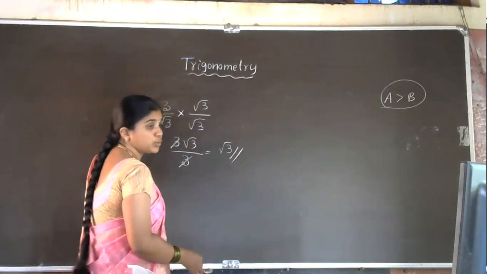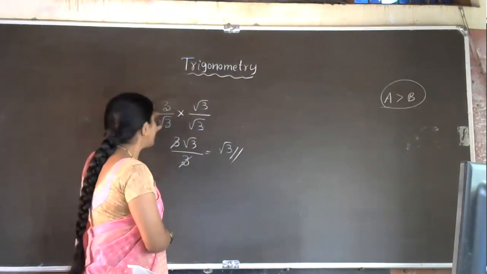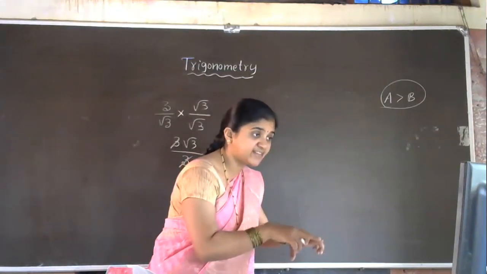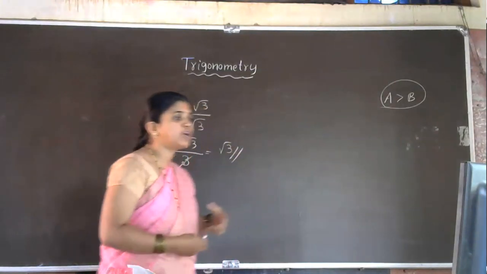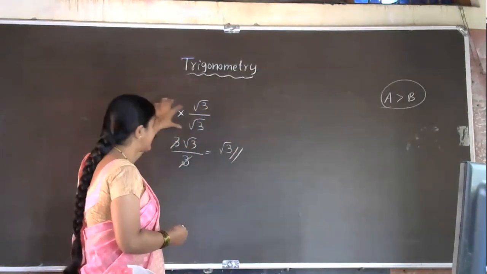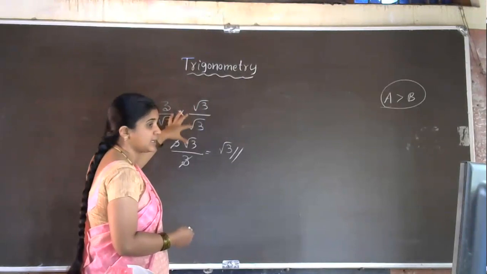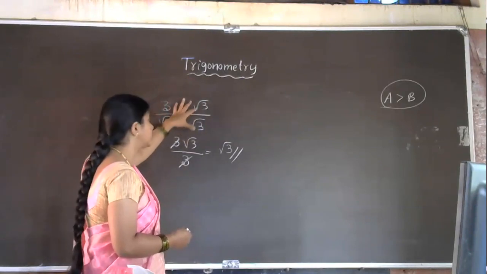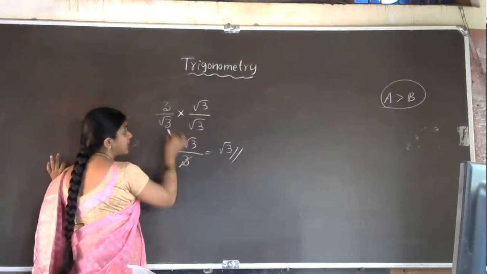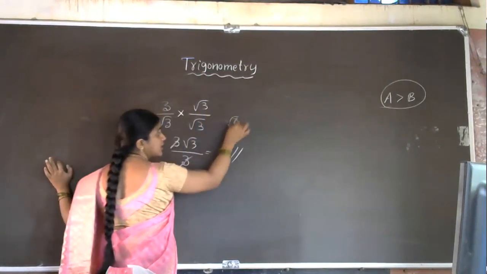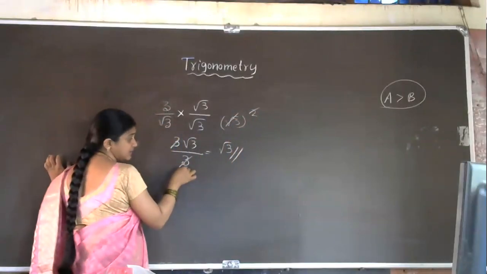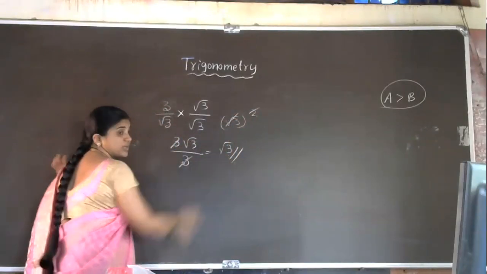See, 3 by root 3 is the answer we got actually. But 3 by root 3 is not in your trigonometric table. So that's why we have to think further. 3 by root 3, we all know the rationalization of the denominator method. For both numerator and denominator, you just multiply by root 3 by root 3. Then 3 into root 3 is 3 root 3 divided by root 3 into root 3, which is root 3 whole square. So the square root gets cancelled, 3. 3 gets cancelled, root 3 is remaining.